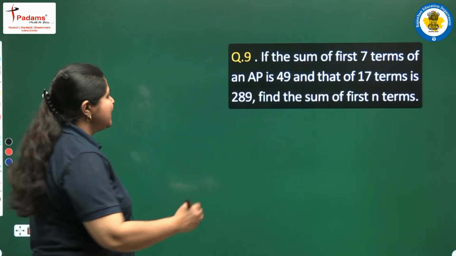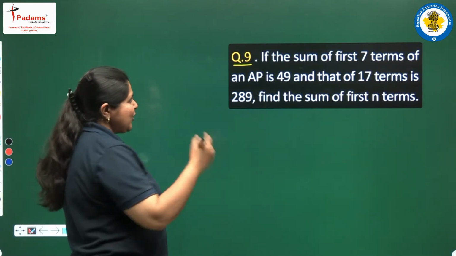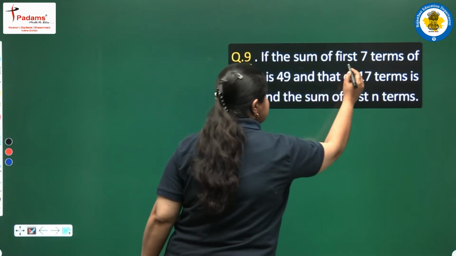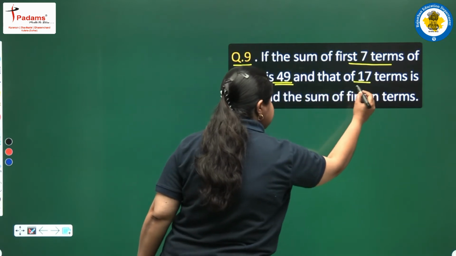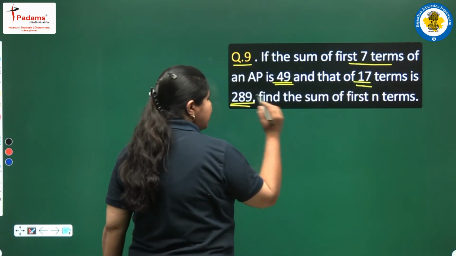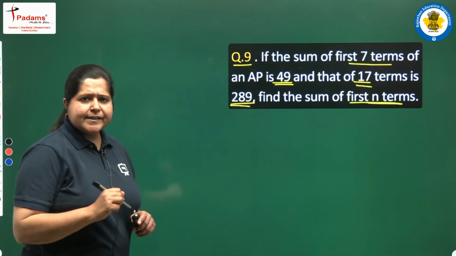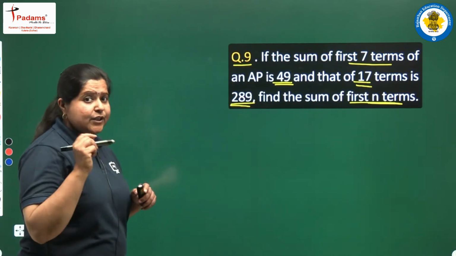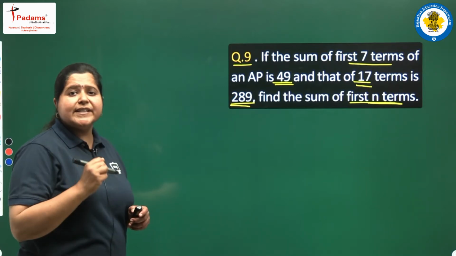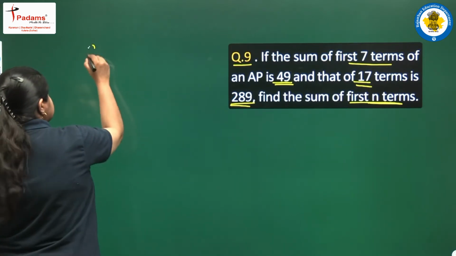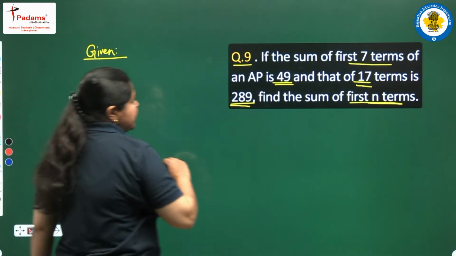So, begin with 9th question and keep your pen and paper ready and join me. If the sum of first 7 terms of an AP is 49 and that of 17 terms is 289, find the sum of first n terms. So, first of all, let us write whatever has been given in notation form, and then only we will be able to decide how to proceed in this question. Let us write the given work.